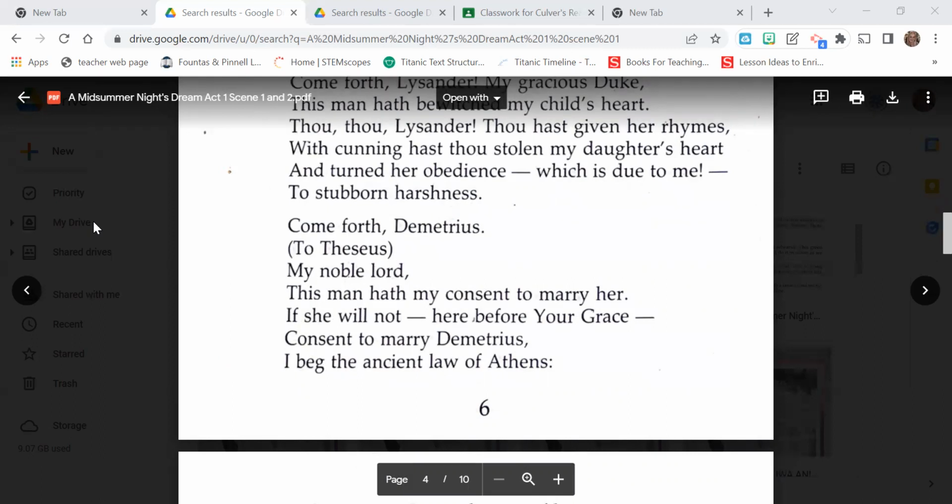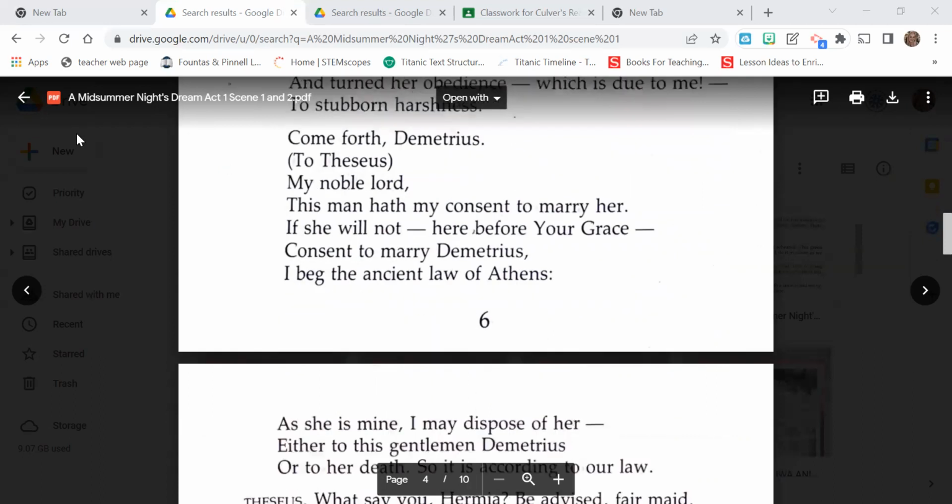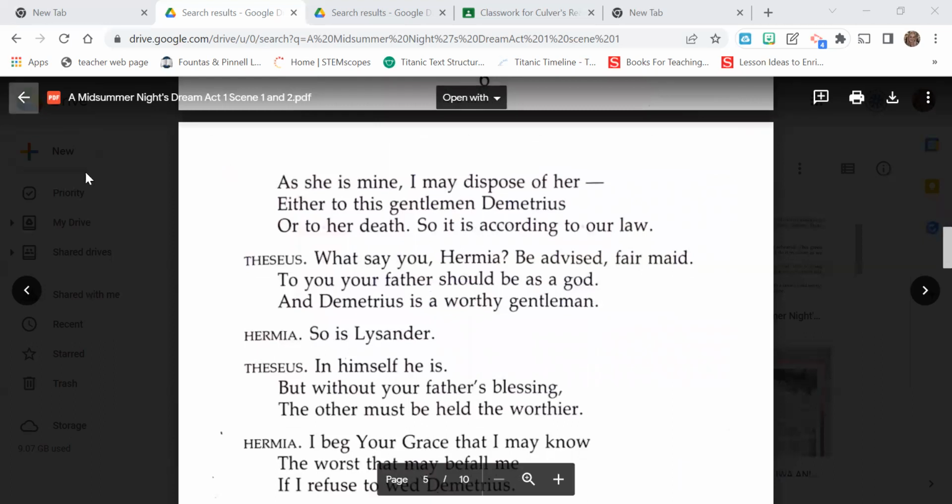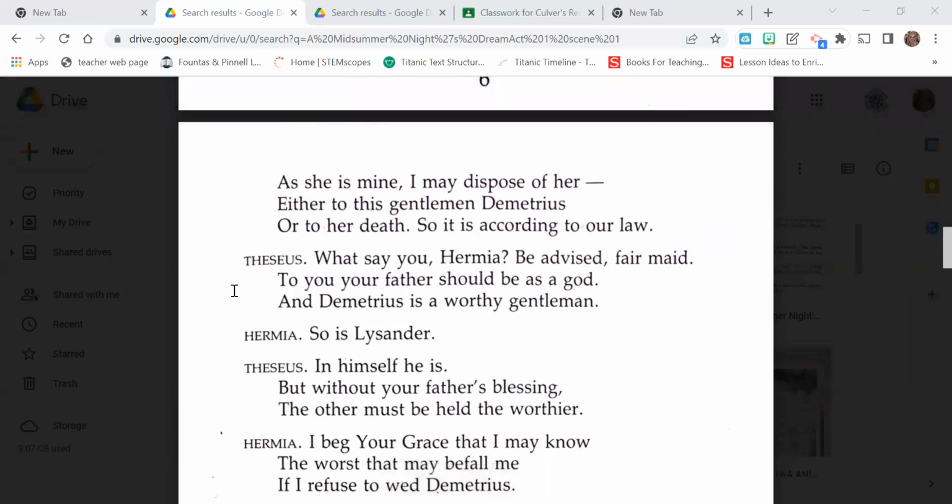Now, what father would do that nowadays, right? But this is in the 1500s. As she is mine, I may dispose of her, either to this gentleman Demetrius or to her death. So it is according to law.